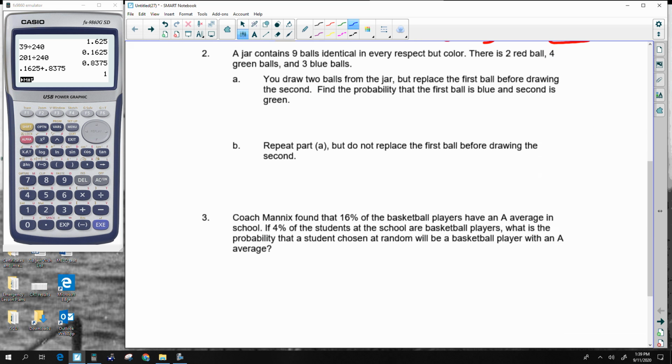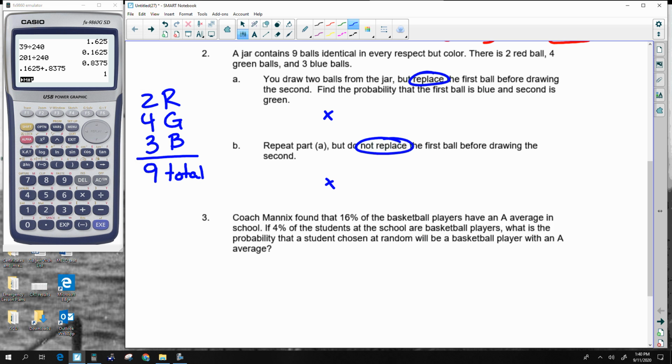Here we go. A jar contains balls: 2 red, 4 green, 3 blue. Again, that's 9 total. First one is with replacement. The second one is not with replacement, and they are and then questions. So that means a multiplication of a blue and then a green. So with replacement, the blue is 3 out of 9.